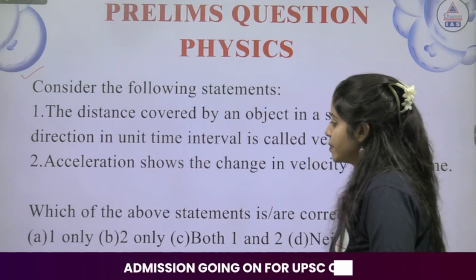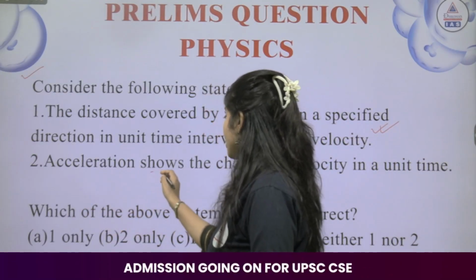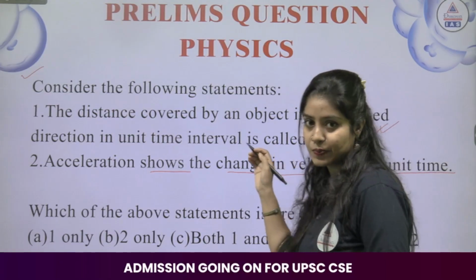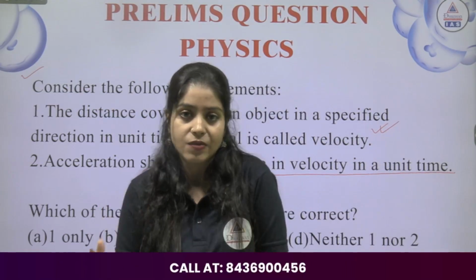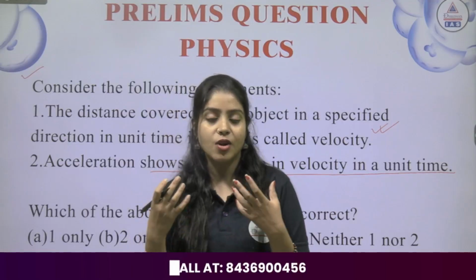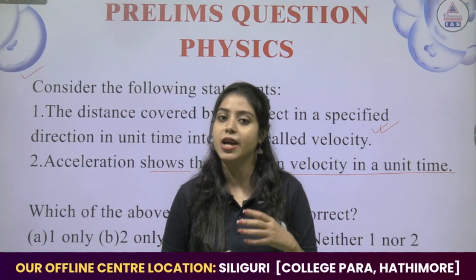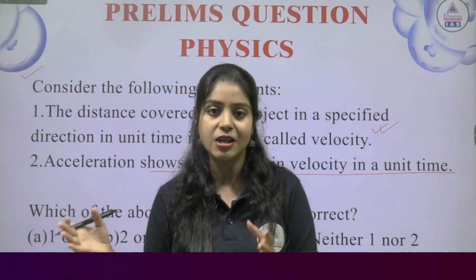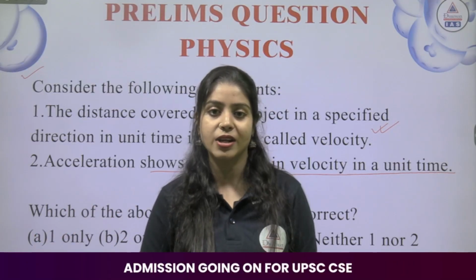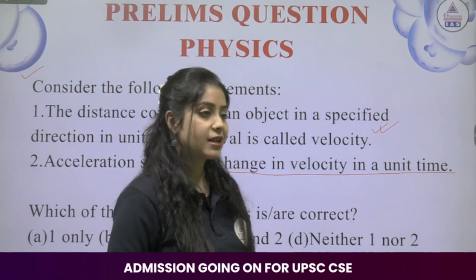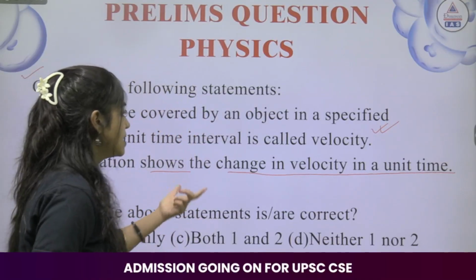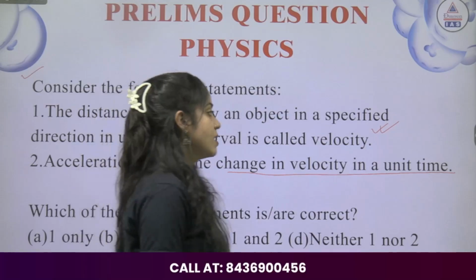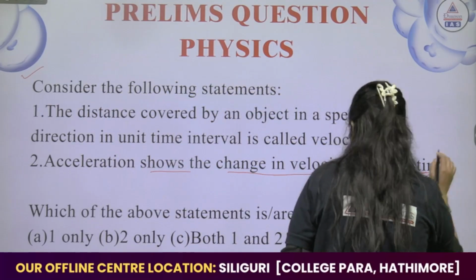Now going to statement 2, acceleration shows the change in velocity in a unit time. So if you have constant velocity, then you will not have any acceleration. Your acceleration will be 0. There must be a change in velocity per unit time so that you can have acceleration. So definitely acceleration has this definition, change in velocity per unit time. Okay, so this statement is also correct.